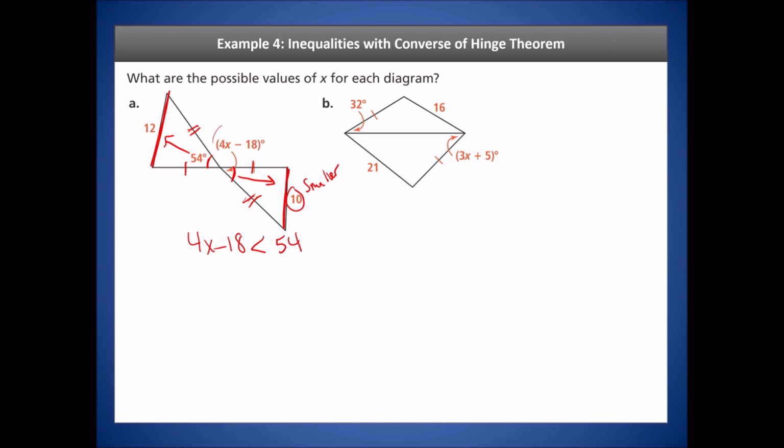So now we're going to go ahead and solve this. We're going to add 18 to both sides.